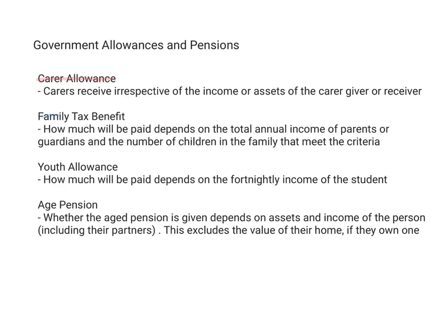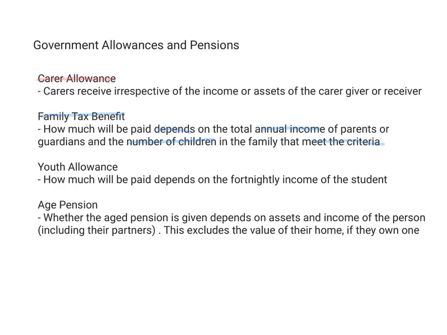You have the family tax benefit, which basically is if you have children, the government supports you in having children. Obviously, some families are in more need than others, so it is actually dependent. It depends on your total annual income of the parents or guardians and the number of children that meet the criteria. There's an age limit to the criteria, and we'll explore that a little bit further in an example. So there's lots of criteria you have to meet, and as your income increases, your tax benefit decreases.